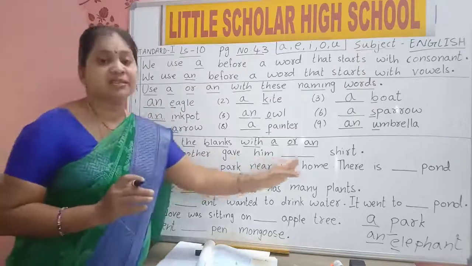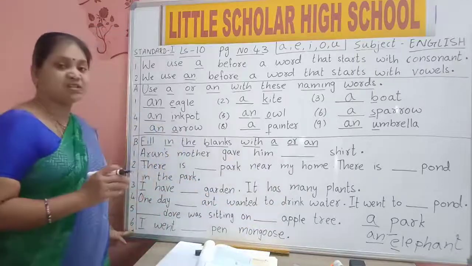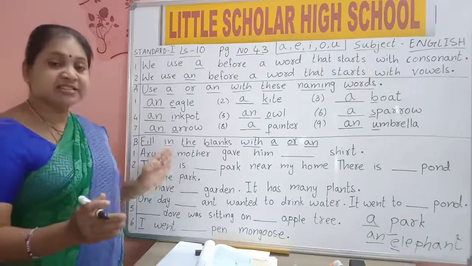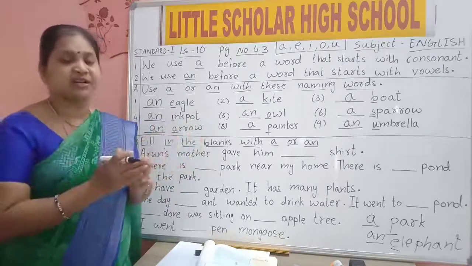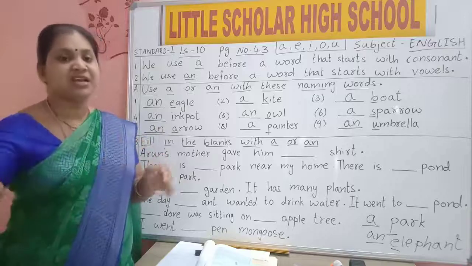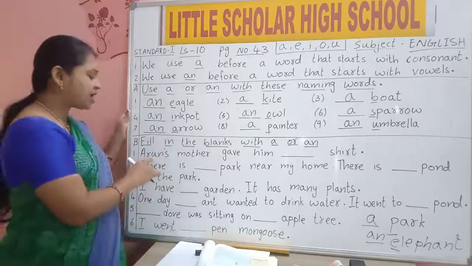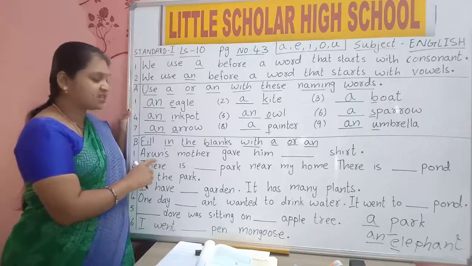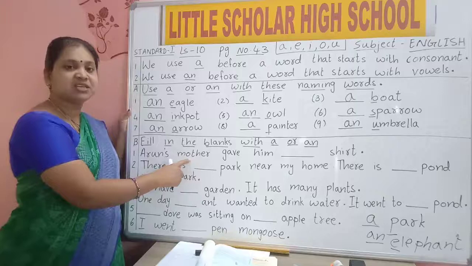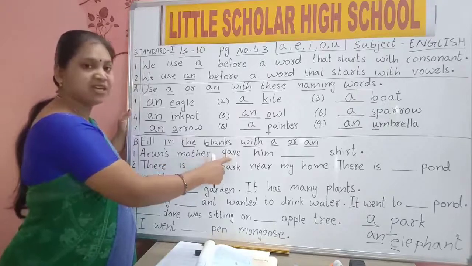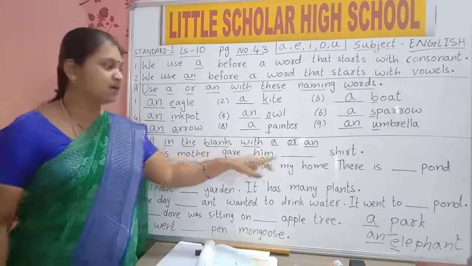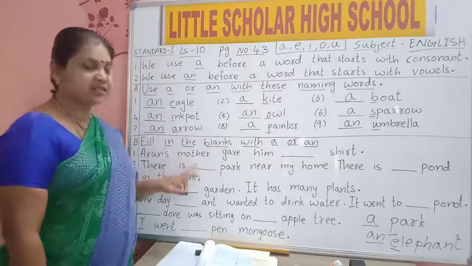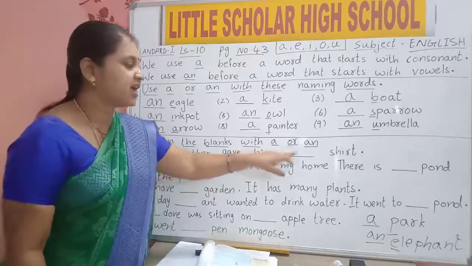What are these all? These are sentences. How many sentences do we have? Six. Sentences mean all the words put together to form a meaningful sentence. A-R-U-N-S, Arun's. Put your finger and see. Arun's mother gave him dash shirt.